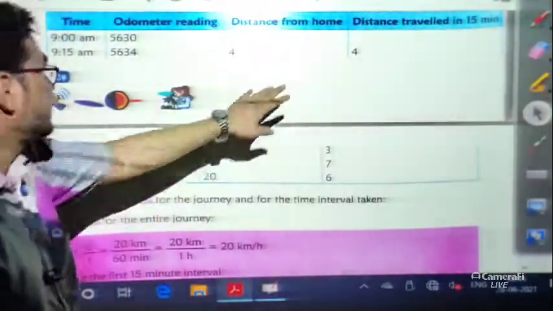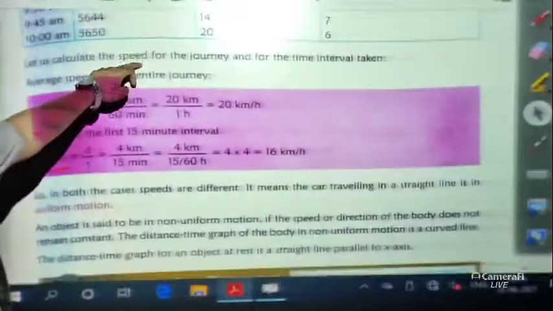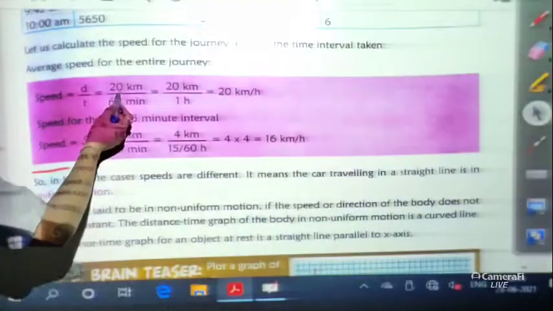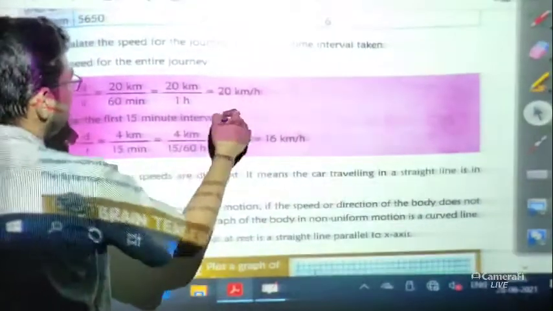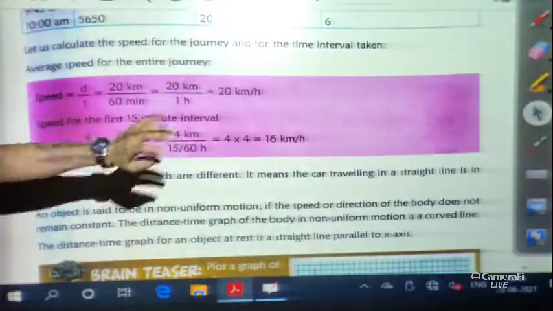Just have a look, distance traveled in 15 minutes. So total is 15, 15, 15, 15, so total 1 hour. And these are the distances. So you can see here that 20 kilometer by 60 minutes means 20 kilometer per hour. So this is the overall speed or average speed.